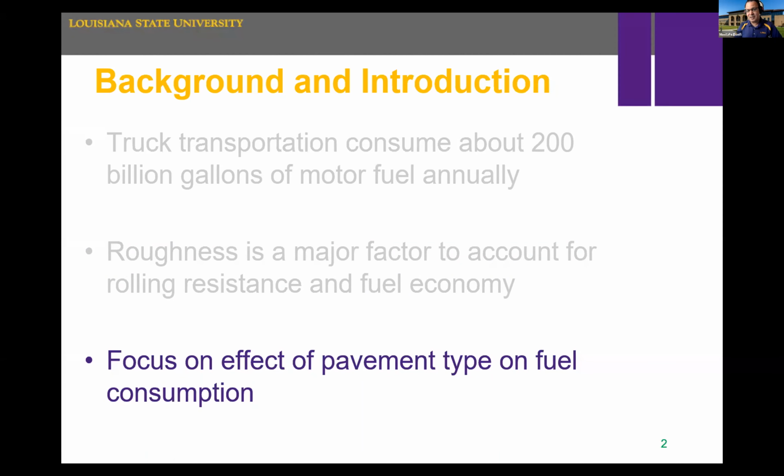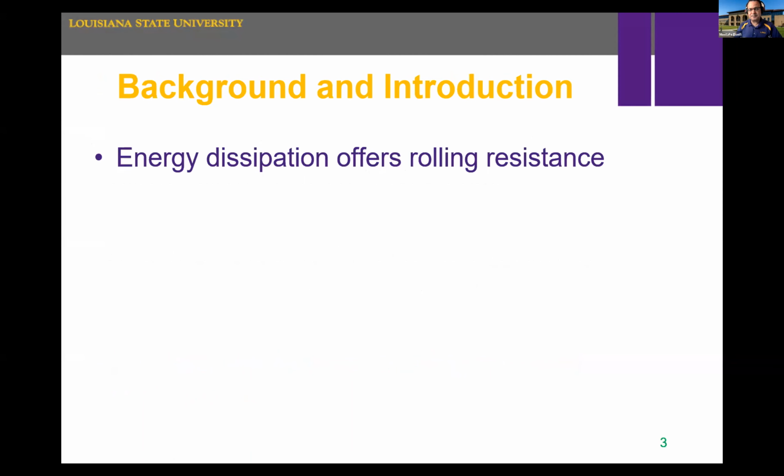So pavement type can make a difference with respect to the rolling resistance. And this was one of the motivations of our study here. So as I said, the rolling resistance will require energy for the truck to move and to overcome this resistance, and this is known as energy dissipation.